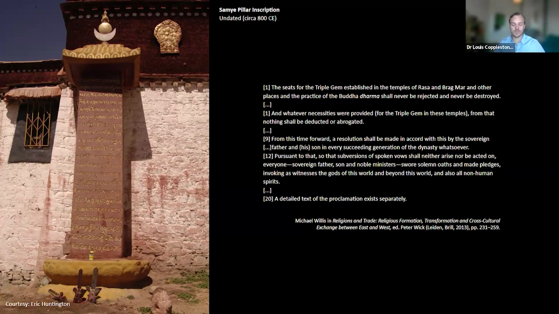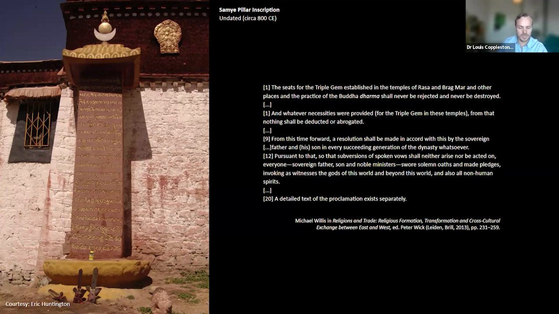The recipient of the donations or endowment alluded to in this inscription is Buddhism generally. As I say, the Buddha, Dharma, Sangha, referred to as the triple gem, the three jewels. And the detailed explanatory text referred to in the inscription itself seems to have been sent out across the empire, and it expands on the inscription to frame the foundation of Samye more fully in the personal, spiritual, and political life of the king Trisong Detsen.